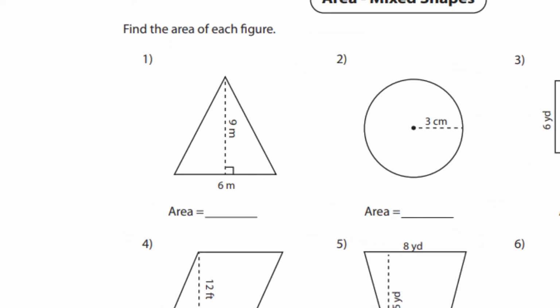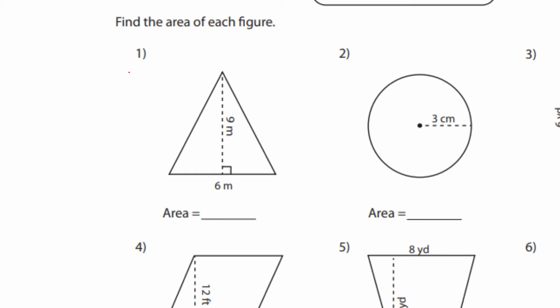So how do we find the area of this triangle? Okay, base times height divided by 2. So it's going to be 6 times 9 divided by 2. What does that give you? Okay, so we get 27 square meters.